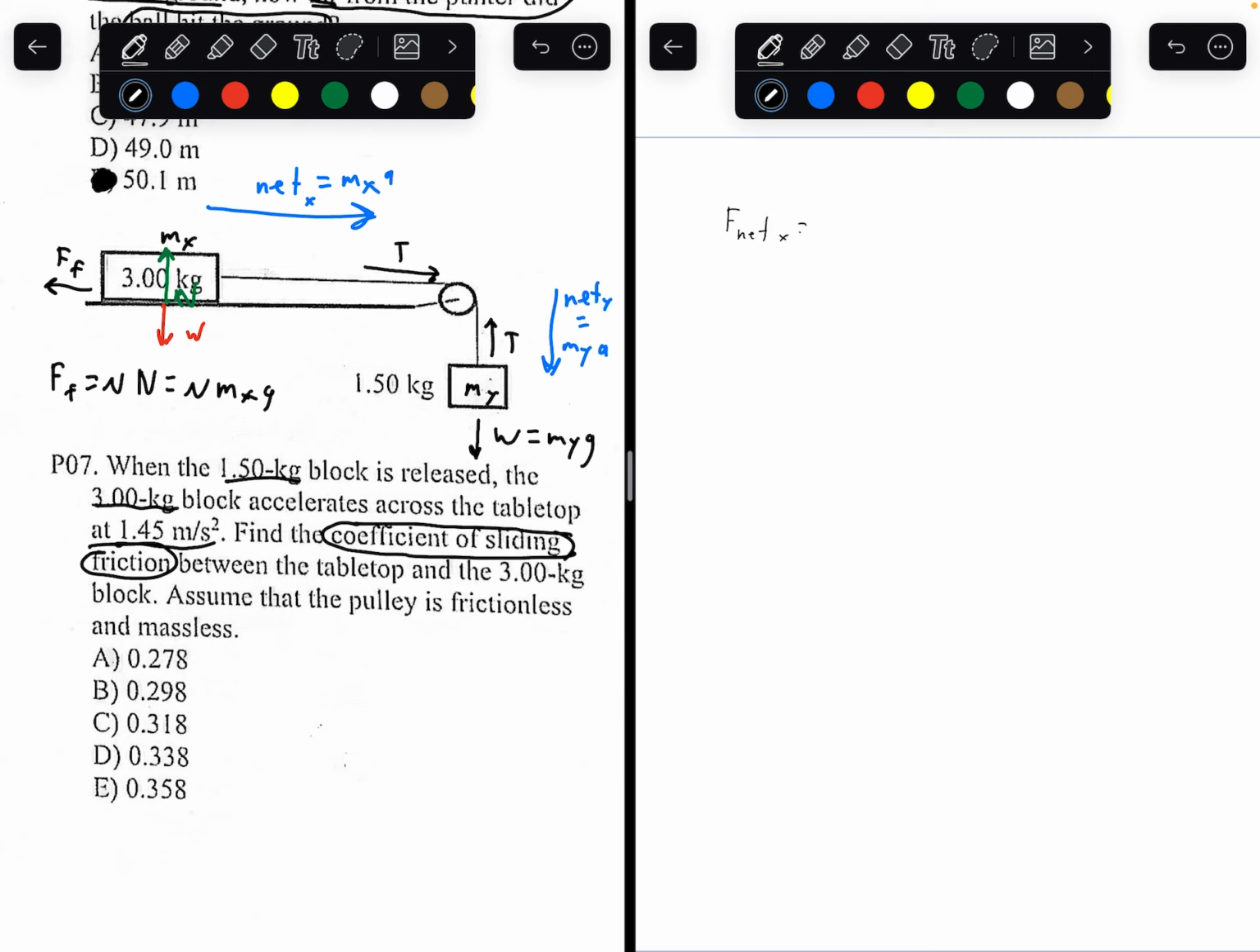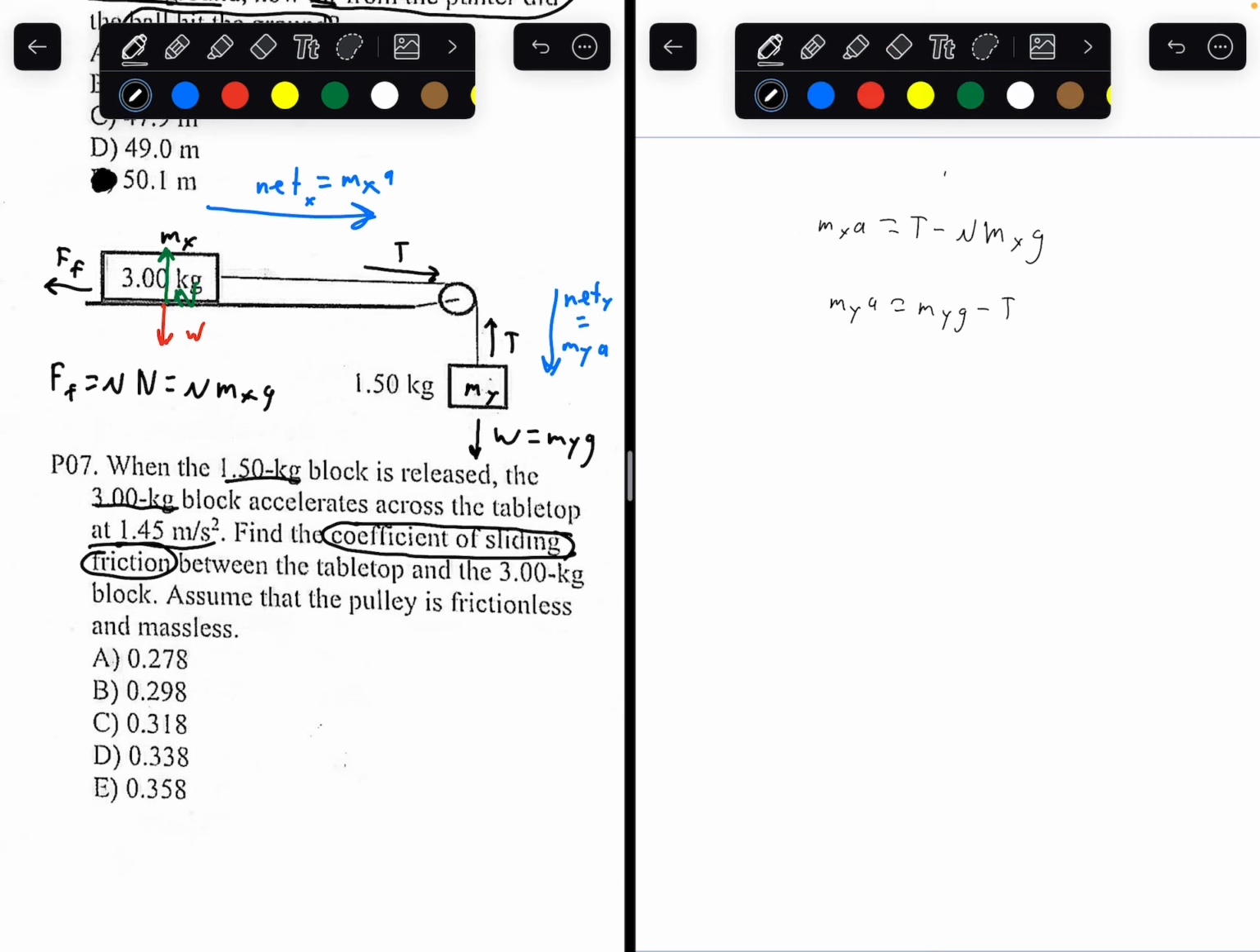Net force in the x direction equals mass of x times acceleration. Net force is also equal to tension minus the force of friction. And we calculate the force of friction to be the coefficient times the mass of x times gravity. So this is what we need to focus on. And what about the net force in the y direction? Same thing. Mass of the object y times acceleration. That would equal weight, which is mass of y times gravity, minus tension. So we don't need these anymore. These are the two formulas we're trying to focus on.